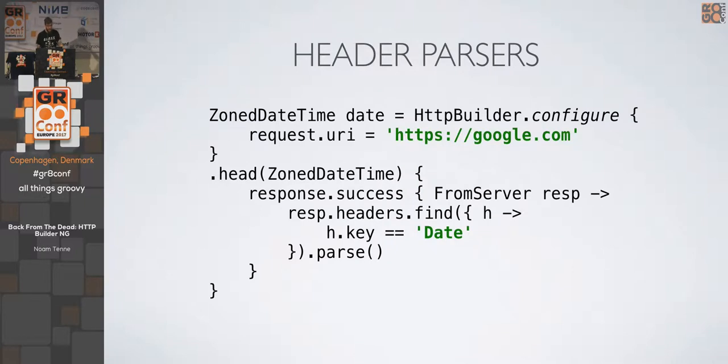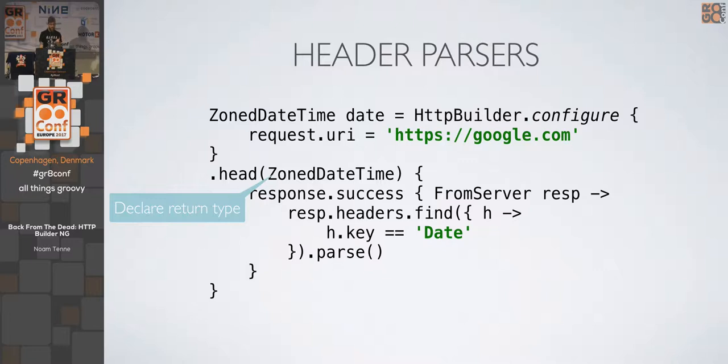And how would it look, you might ask yourself? Really easy. You see the same configuration pattern, the method invocation pattern. And now, if you take a close look, I have a couple of things here. First, I might be interested in making a head request, just like in this example. I want to know maybe the timestamp of a certain resource. So first, I can declare my return type, which is a date time object. And now, how do I parse the header?